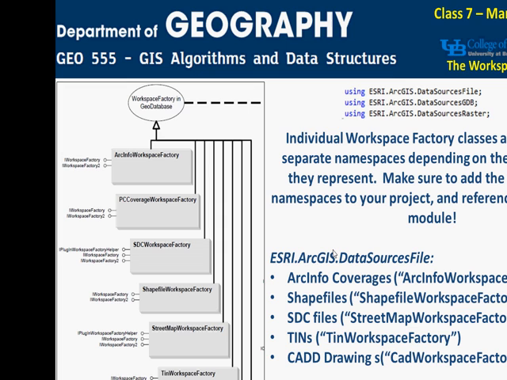This slide shows the namespaces. Individual Workspace Factory classes are located in separate, another oddity, they're in different namespaces that you'll have to add depending on what type of data they represent. So if you want to work with shapefiles, like the example, you would need to add the reference to ESRI ArcGIS data sources file. If you want to work with geodatabases, you would add ESRI ArcGIS data sources GDB. Those two are probably the most common.